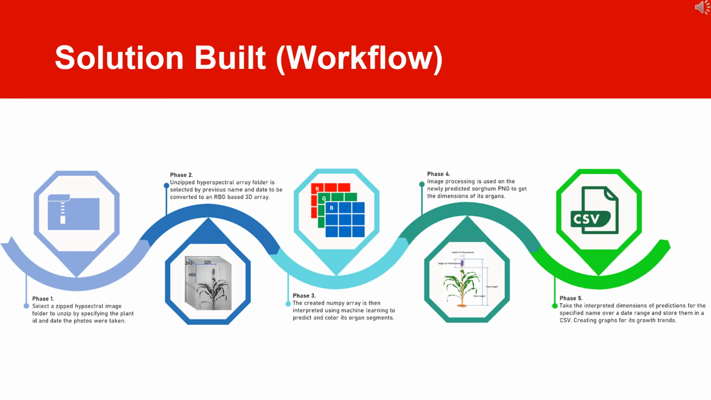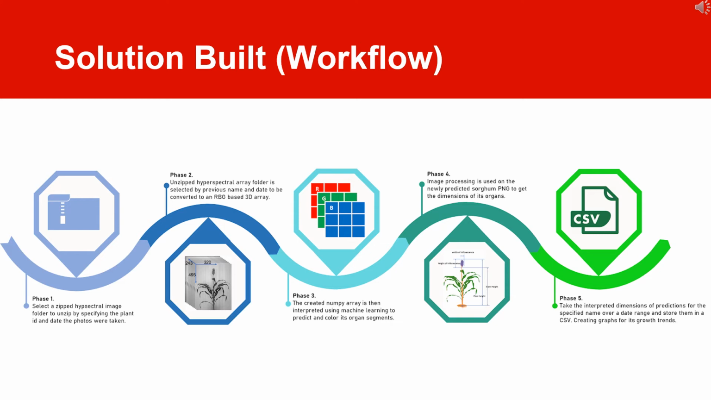To give an overview of the product we have created for the Holland Computing Center and the Schnabel Lab, we created the above graphic. This shows the 5 main phases of the workflow that we integrated over the span of the last year. Initially, we accessed our compressed zip files of the hyperspectral images, then we select the desired images to be unzipped and interpreted. Then in phase 2, we unzip those selected images and convert them to a single NumPy array using machine learning to isolate their organs.